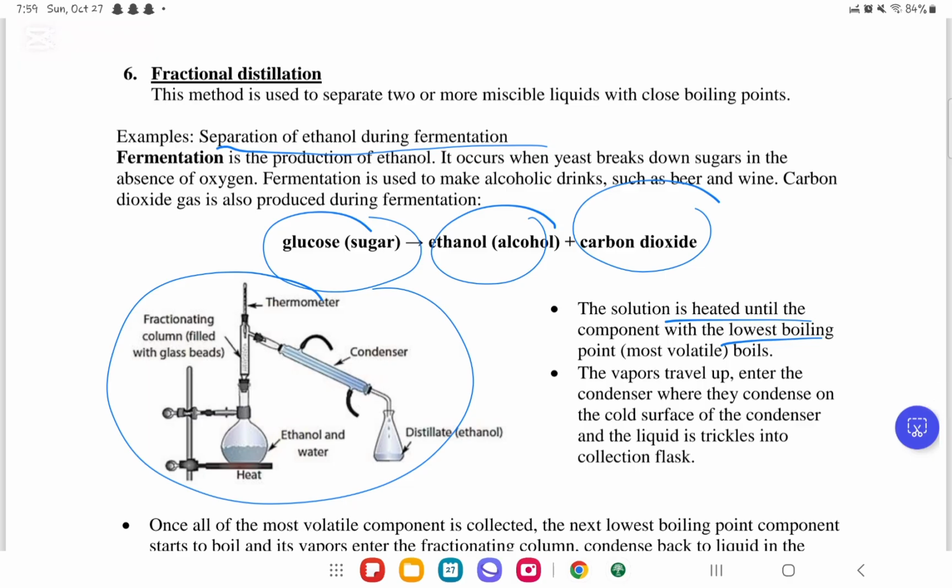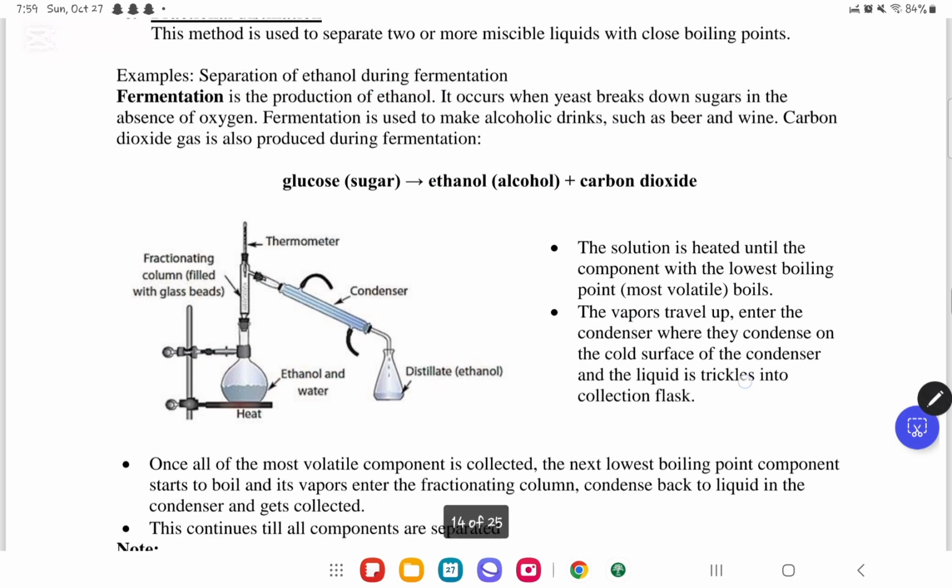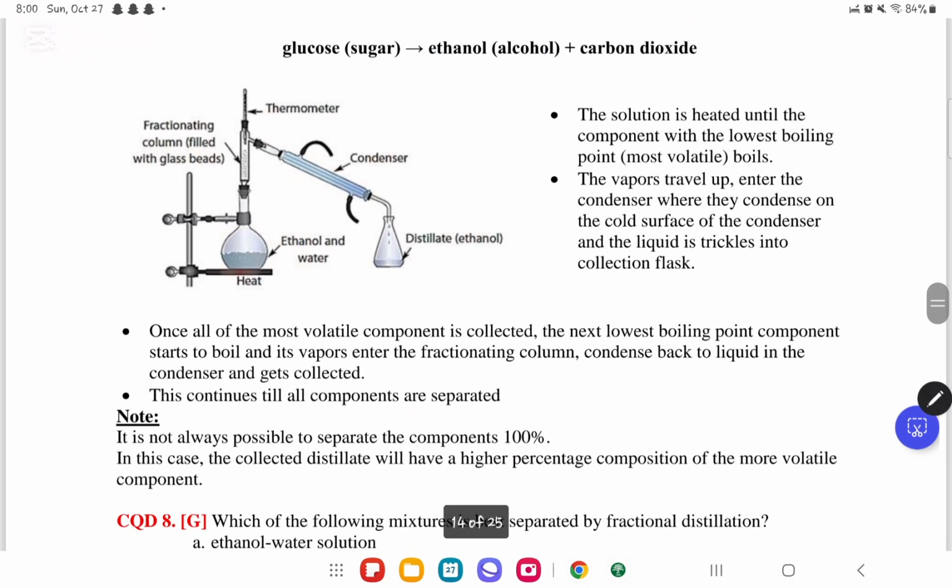After that, they will travel up and enter the condenser. Why did they say the vapors and not the vapor? Because they have close boiling points, they will both evaporate. But the one with the lower boiling point will evaporate fully, whereas the other one will partially evaporate, okay? After that, they're telling us once all of the most volatile component is collected, the next lowest boiling point component starts to boil, and its vapors enter the fractionating column, condense back, and so on.